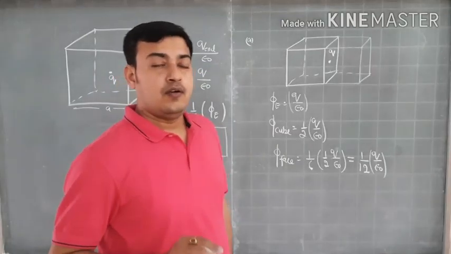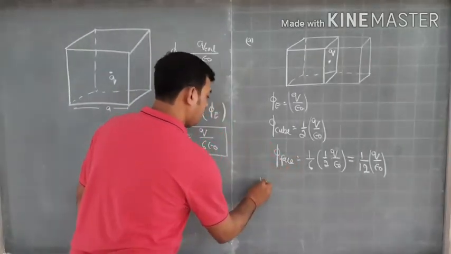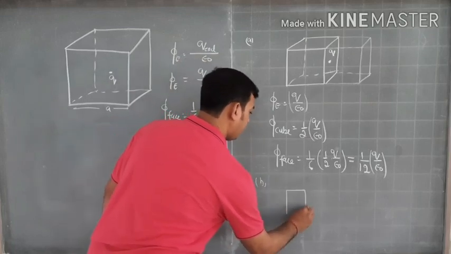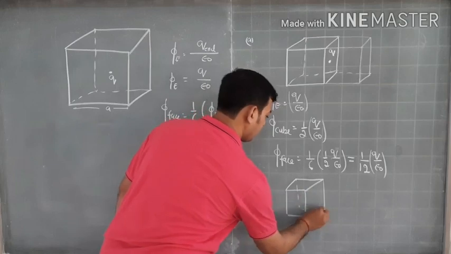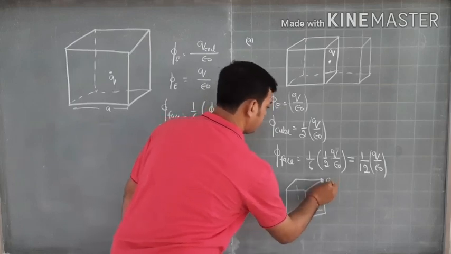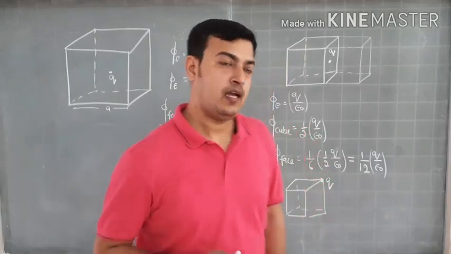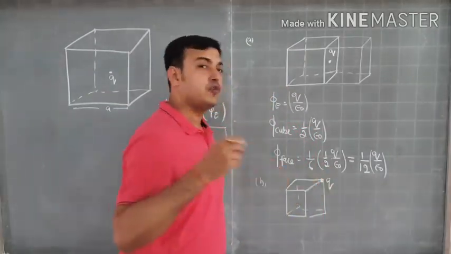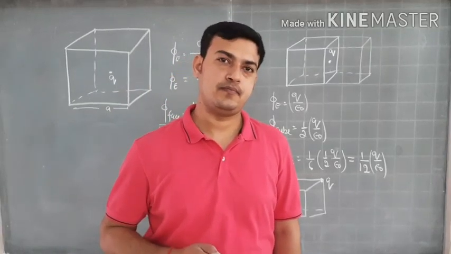Now, what will happen if my charge is placed at one of the corners of the cube? Now this is your task. Just try it and find out the flux through the cube and the flux through each face of the cube.